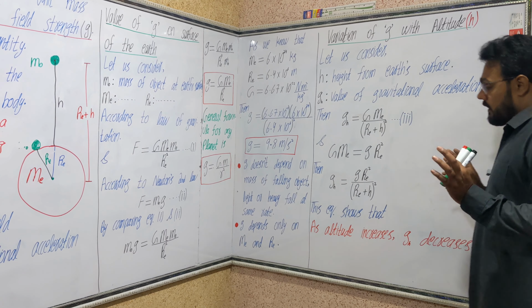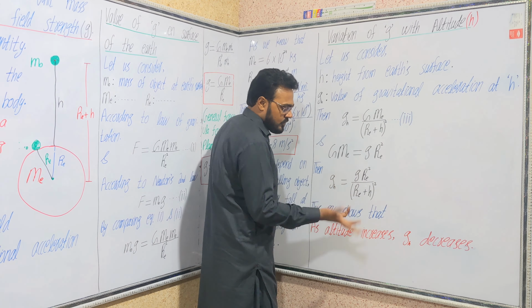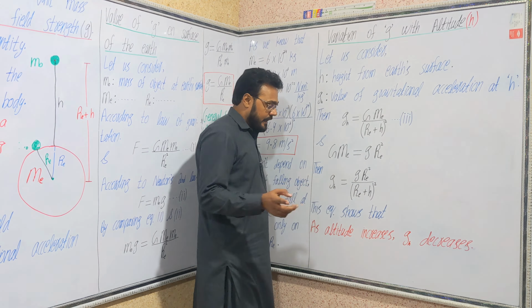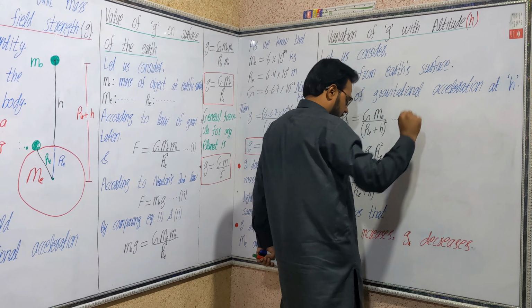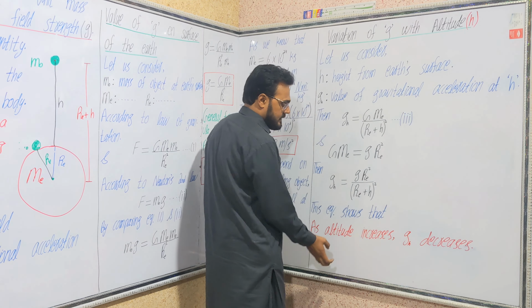Now pay attention again. g is constant, 9.8. The radius of the Earth is also constant. Only h is variable, and h has an inverse relation with g. This equation shows that as h increases, g decreases. h means altitude, so as altitude increases, g decreases. This is the final result.